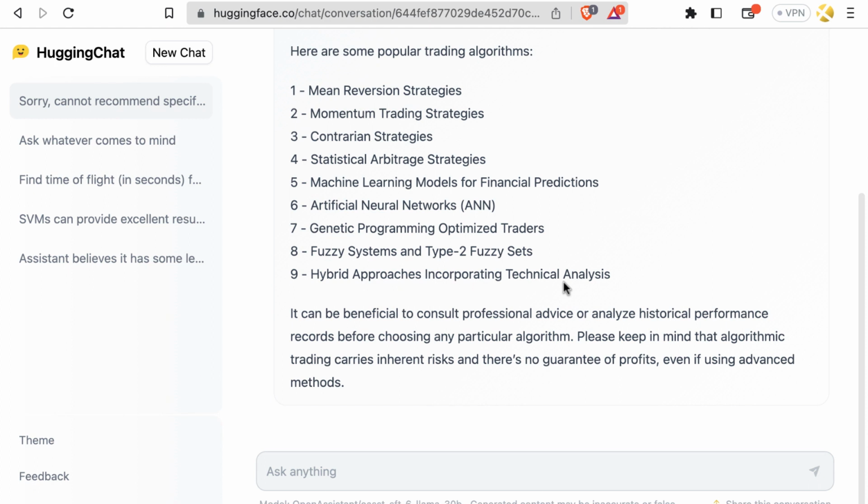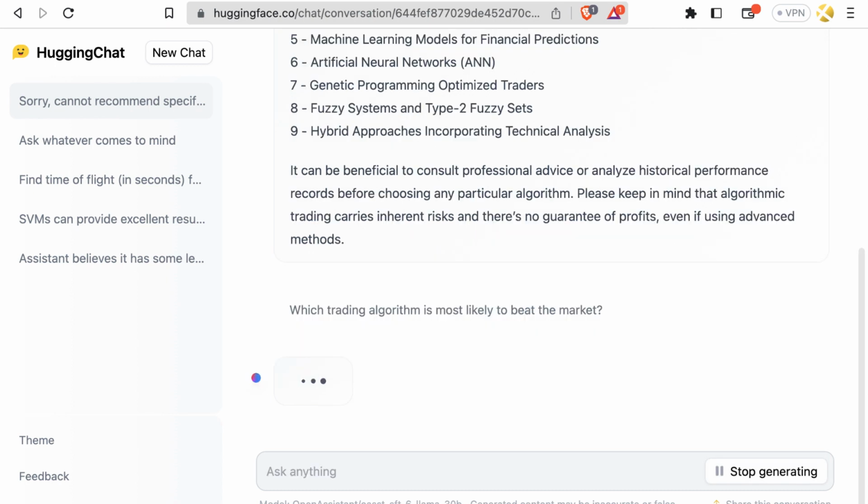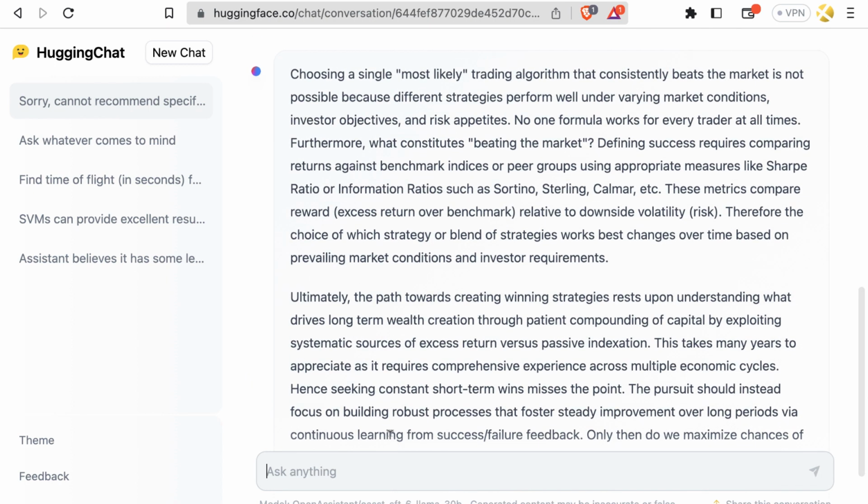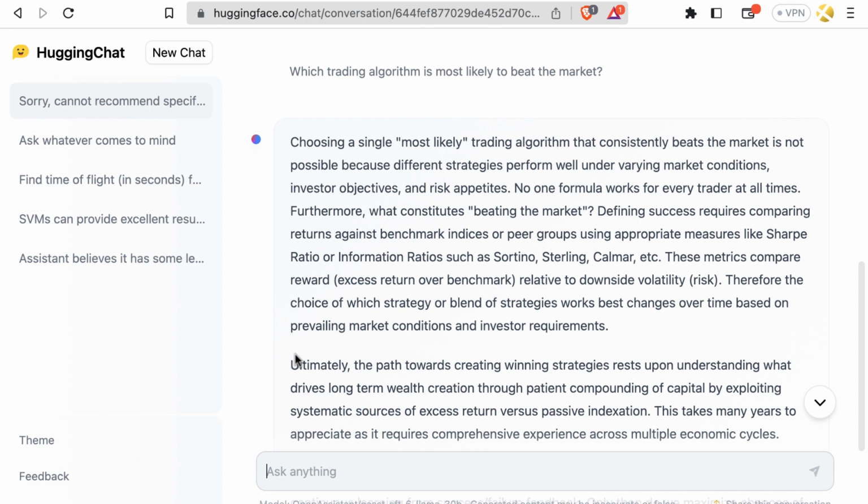Okay, let's try another question. Which trading algorithm is most likely to beat the market? Okay, so basically it's saying there is no such thing, right?